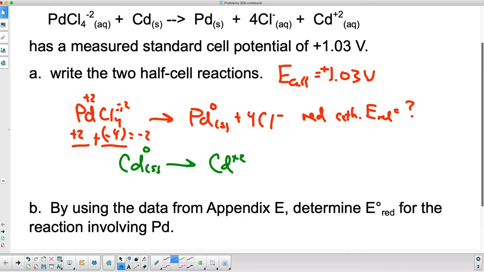If it's a reduction, electrons are on the left-hand side. That makes sense, because 2 minus charges plus a +2 charge for palladium gives us 0, which is what we have on the other side. So I'm going to do exactly the same thing here. I'm going to add 2 negative charges, or 2 electrons, right there. These two combine to give a total of 0.